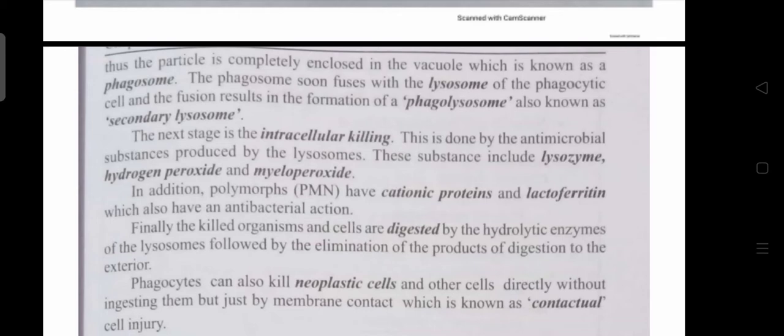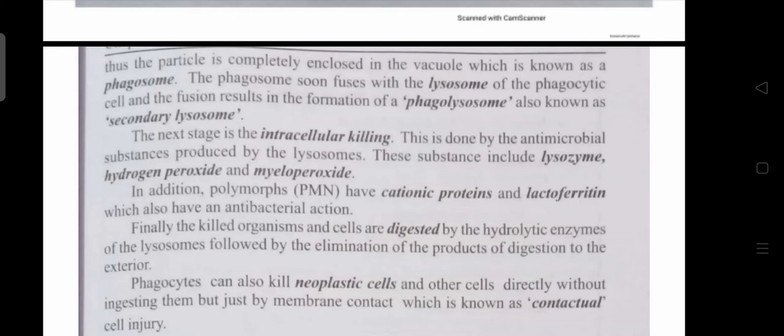In addition to this, PMN also have cationic proteins and lactoferritin. In milk, we have already learned lactoferritin, which also has an antibacterial action. Finally, the killed organism and cells will be digested by hydrolytic enzymes. Lysosome also contains hydrolytic enzymes. After killing the organism, it will be digested, followed by elimination of the product into the exterior.